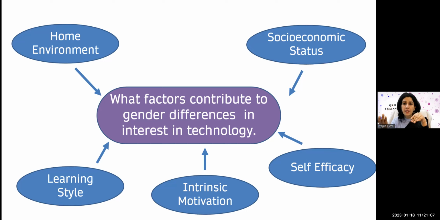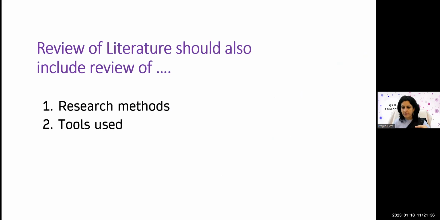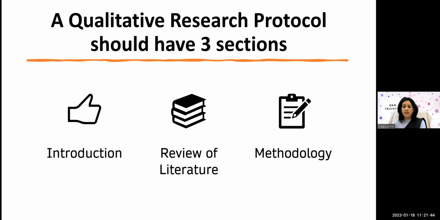So if you make a review of literature map, that helps in writing the discussion also, because you have segregated each and every point from the initial stage. So that is very helpful. That's why we always encourage the students at our place to make a literature map, and then write the specific portion of that literature in that particular section. So review of literature should also include the review of the research methods and the tools used. So briefly we have discussed regarding the review of literature.